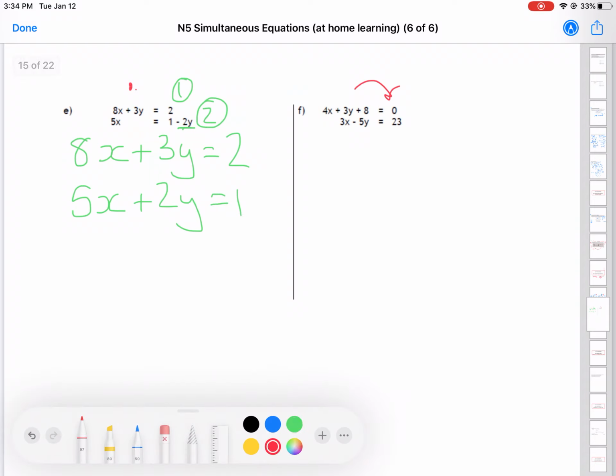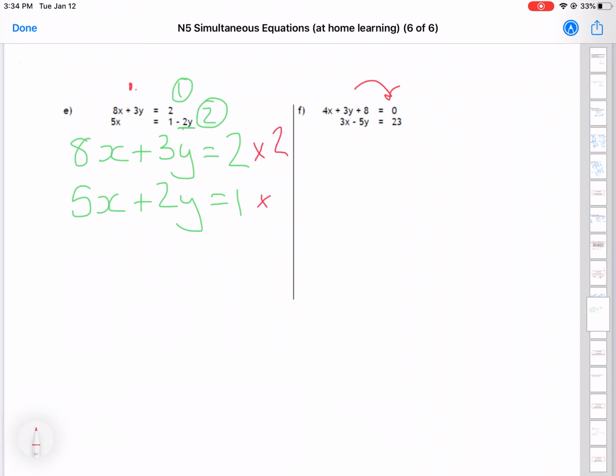Once we get to this stage, it's the same process as on the previous examples. We have got to make sure that one of our letters has the same number in front of it. I'm just going to choose the y's because they're smaller numbers. Times the top by 2, times the bottom by 3, and both y's will have a 6 in front of them. So, multiplying everything, we have got 16x plus 6y equals 4. On the bottom, we have got 15x plus 6y equals 3.